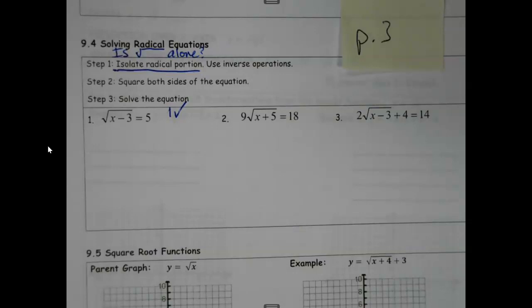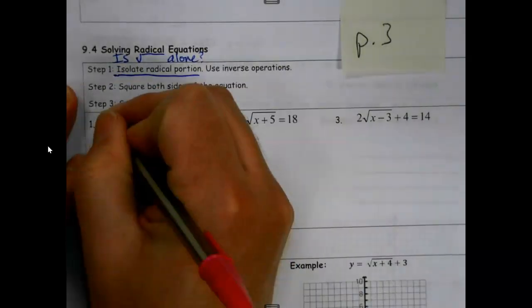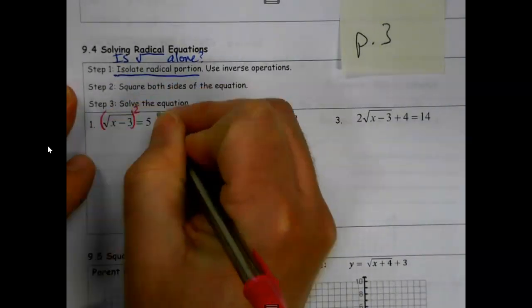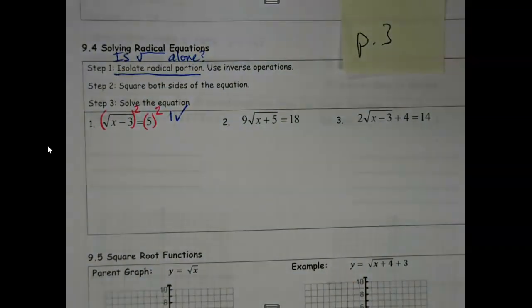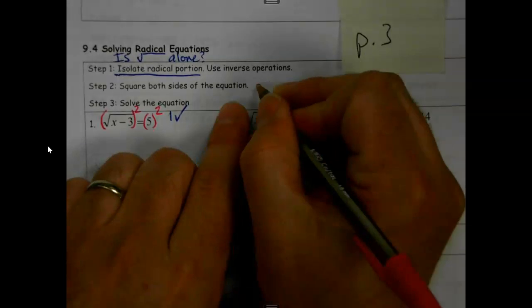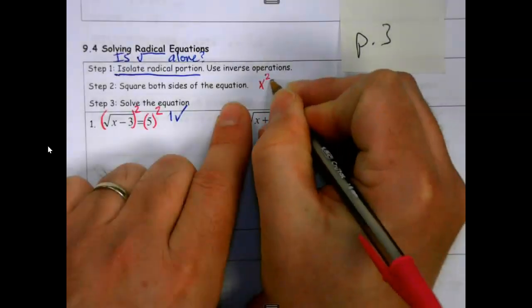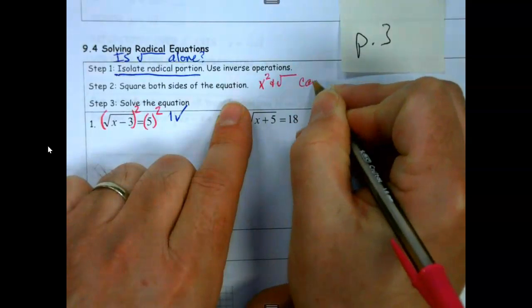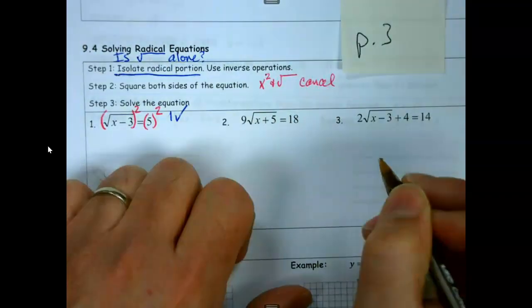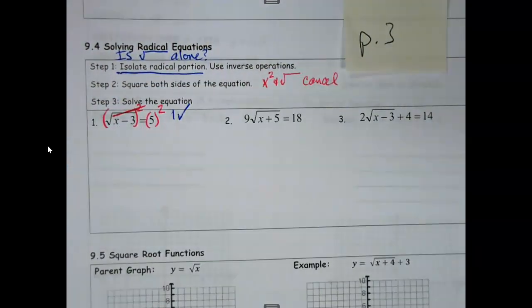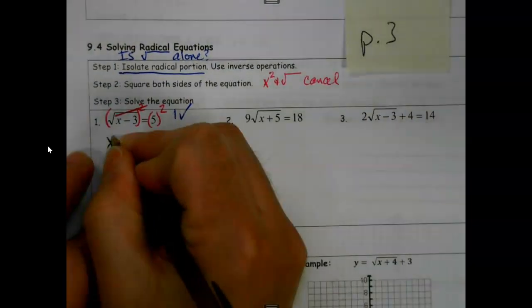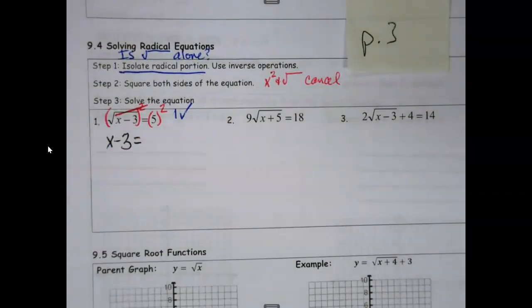Okay. Square, take to the second power, both sides of the equation. That's right. So we're going to make ourselves a little reminder here. X squared and square root cancel each other. So here, the squared and the square root wipe each other out and just leave me with whatever's underneath it.